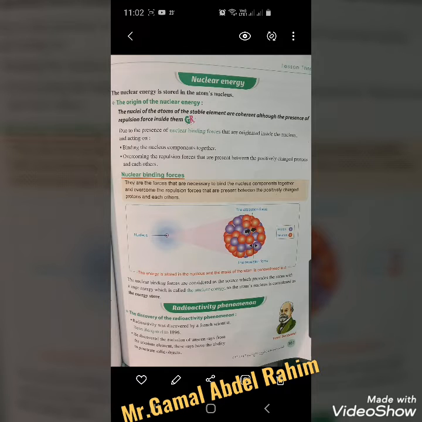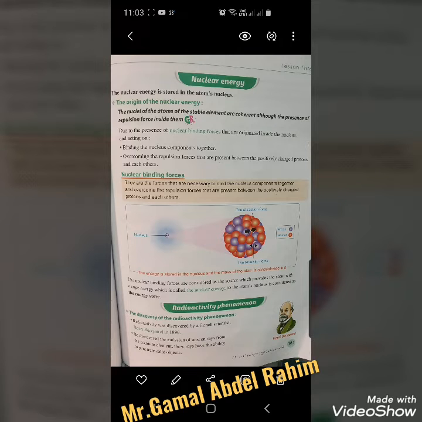The nuclear binding forces are considered the source which provides the atom with huge energy, which is called nuclear energy. So the atom's nucleus is considered an energy store.